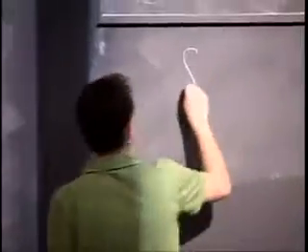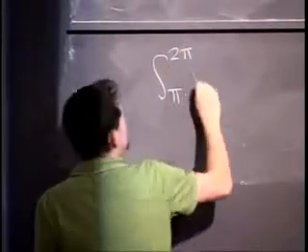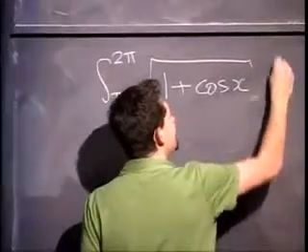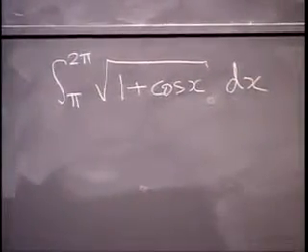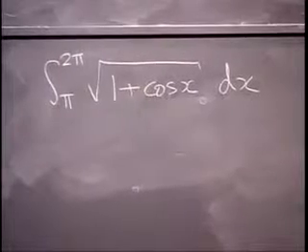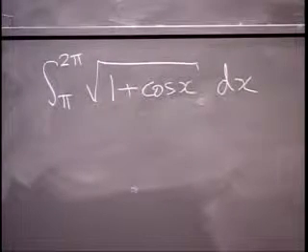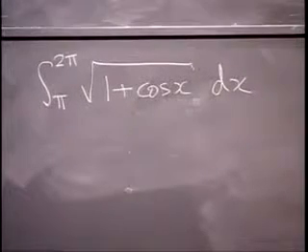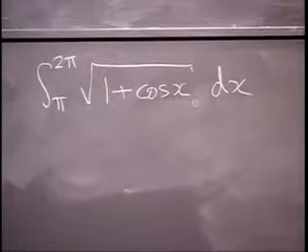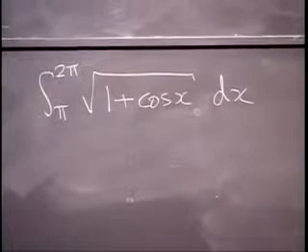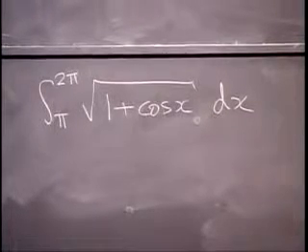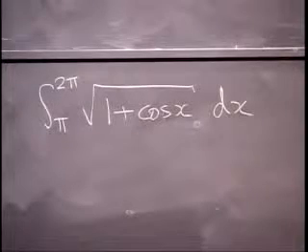Consider instead this example: the integral from pi to 2 pi of the square root of 1 plus cosine x dx. How do you do this? Again, no substitution seems to appeal. Integration by parts doesn't appeal. Let's use one of these identities. The problem is we don't have 1 plus cosine 2x. We have 1 plus cosine x. Well, no matter. Just mentally replace the 2x by an x.